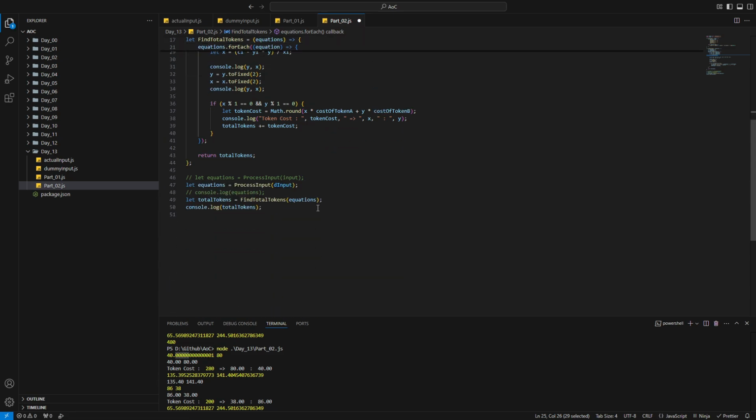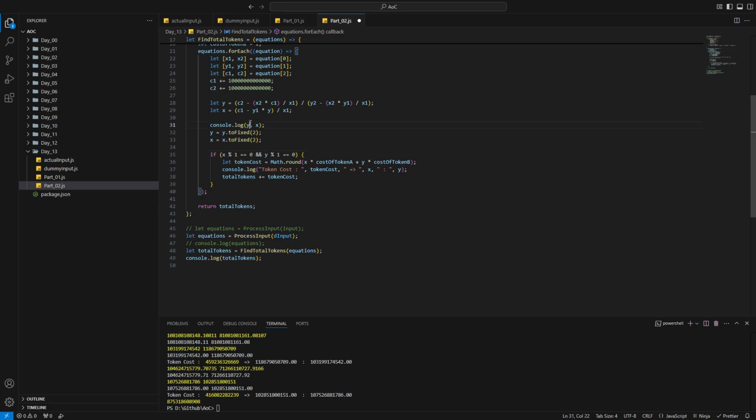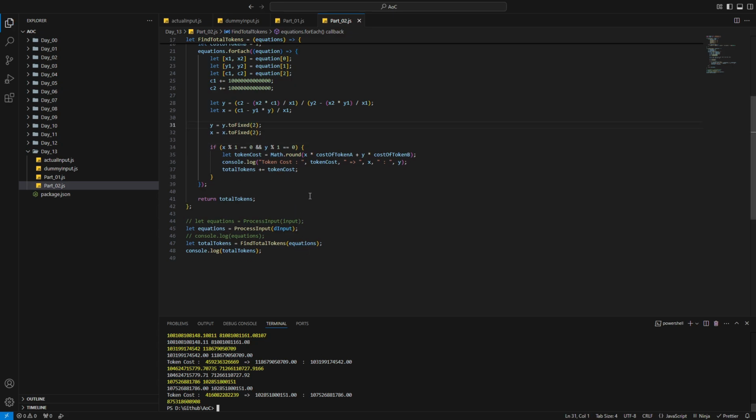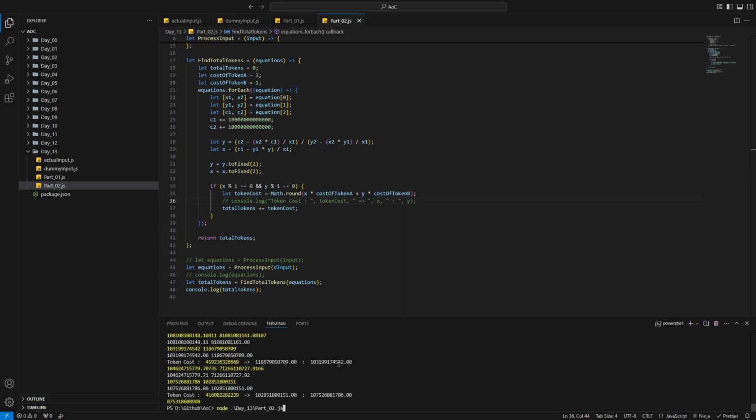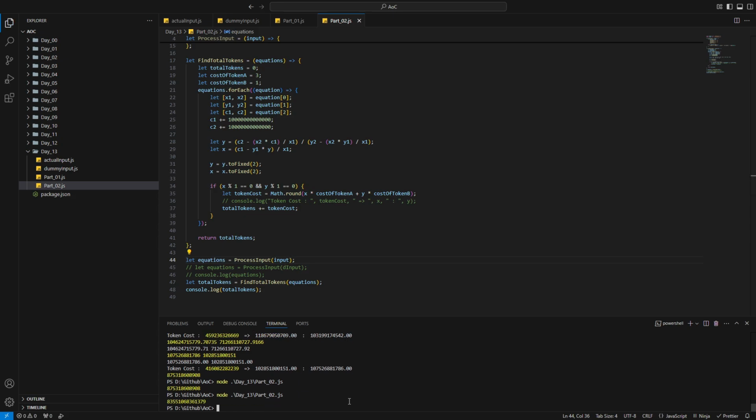And now I've added too many logs and it's very dirty, so let me remove those and comment this one out. Okay, let's see what this gets us. Oops, this is a dummy. This is the actual input. So let's see what this gets us.